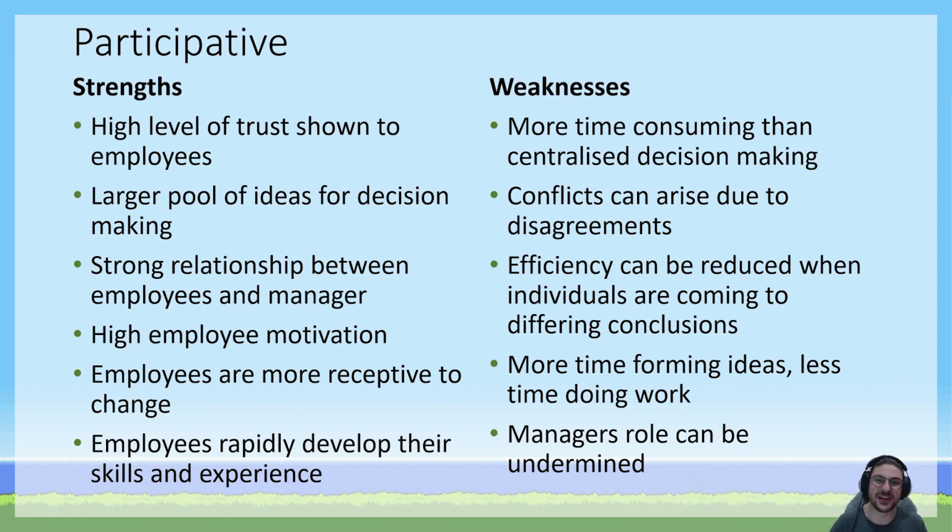Certainly, once you decentralize decision making, conflicts can arise due to disagreements. If more than one person has the authority for decision making, people can come to disagreement. Efficiency can absolutely be reduced when individuals come to differing conclusions, and time taken to resolve conflicts and overcome disagreements or come to resolutions it'll just take a lot more time, which reduces your efficiency. Generally speaking, there can be more time spent forming ideas and less time doing work, in addition to more time taken to actually come to conclusions.